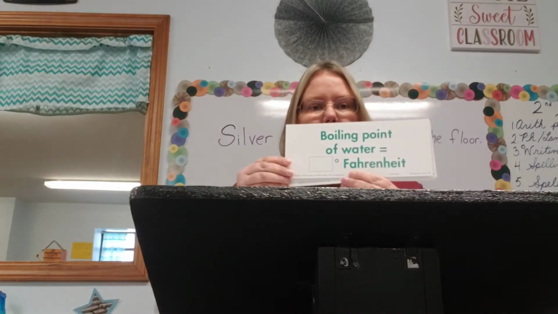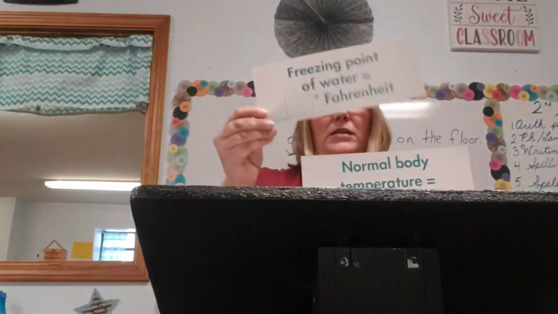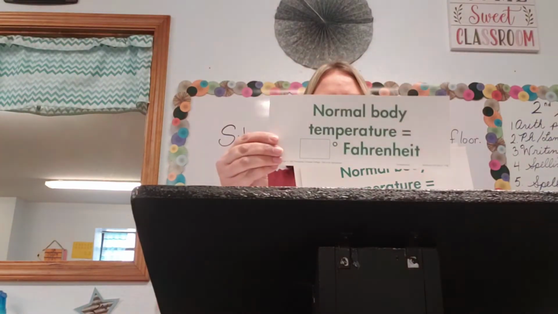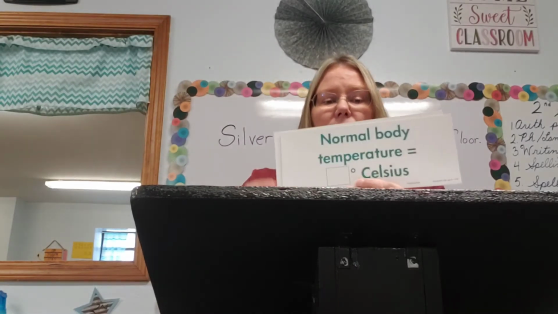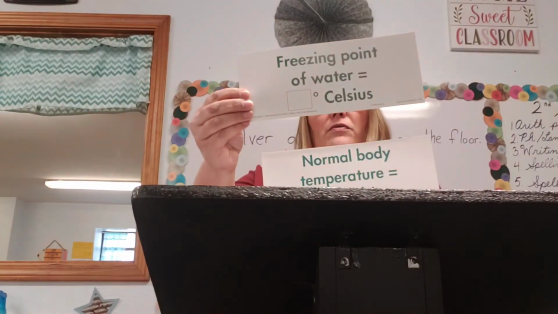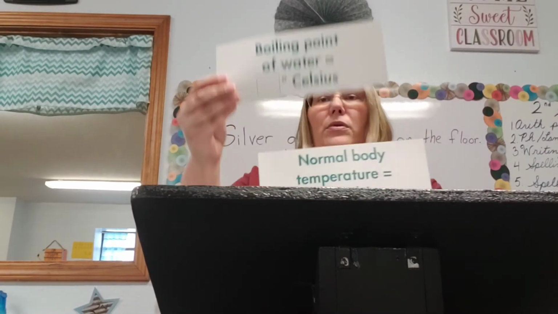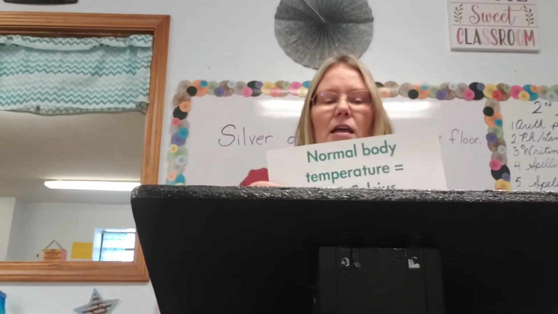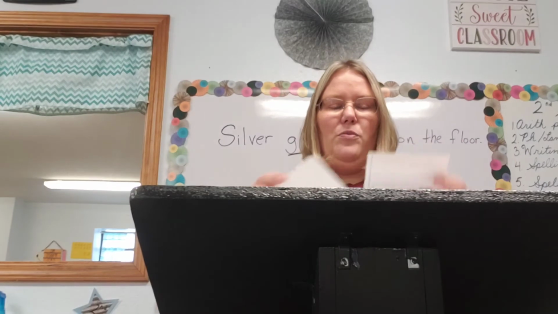The boiling point of water in Fahrenheit, 212. The freezing point of water, Fahrenheit, 32 degrees. Normal body temperature in Fahrenheit, 98.6. Let's see if you remember the Celsius ones I showed. Freezing point of water, 0 degrees Celsius. The boiling point of water, Celsius, 100 degrees. And the normal body temperature with Celsius is 37. I hope you got those.